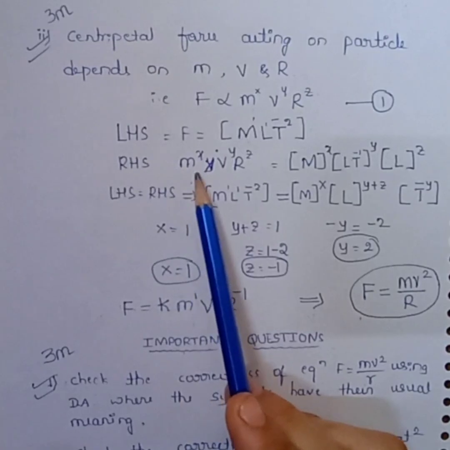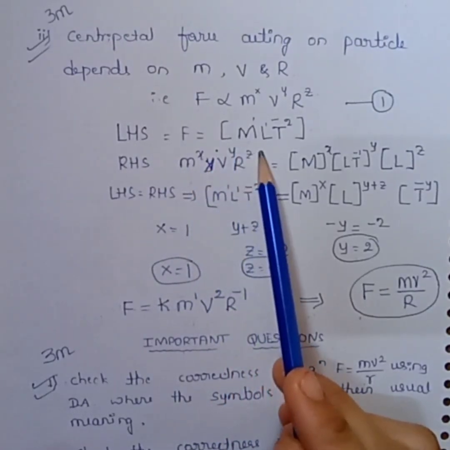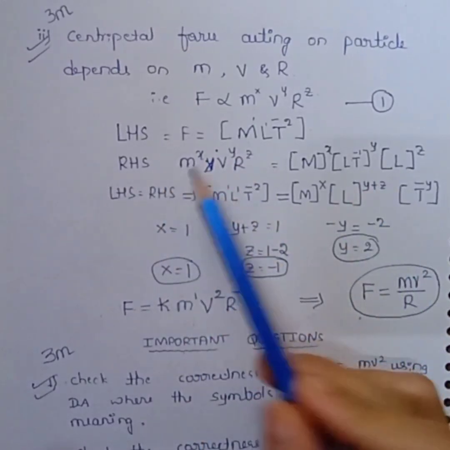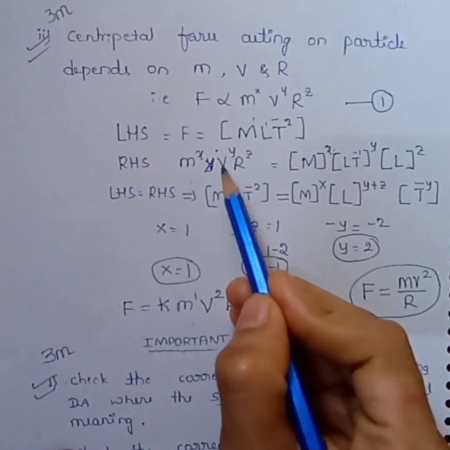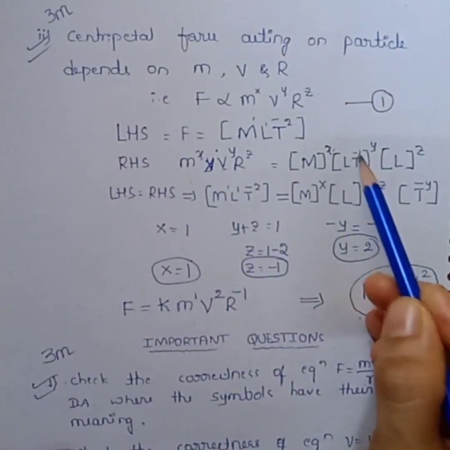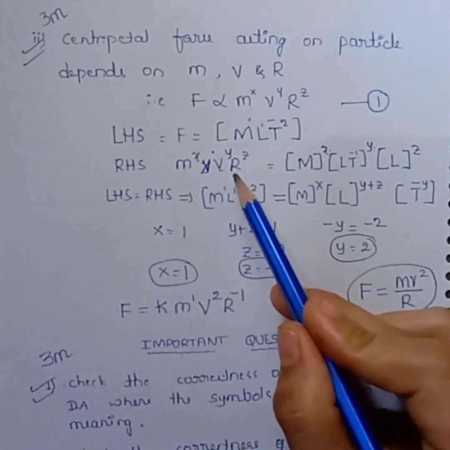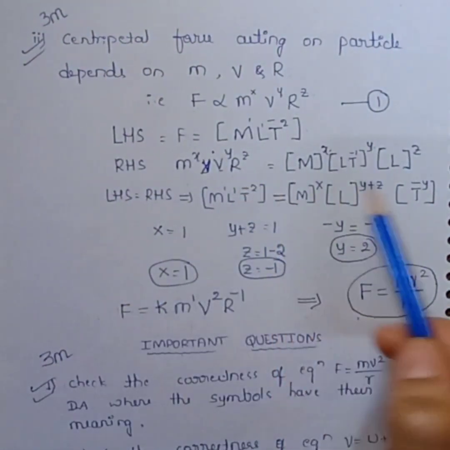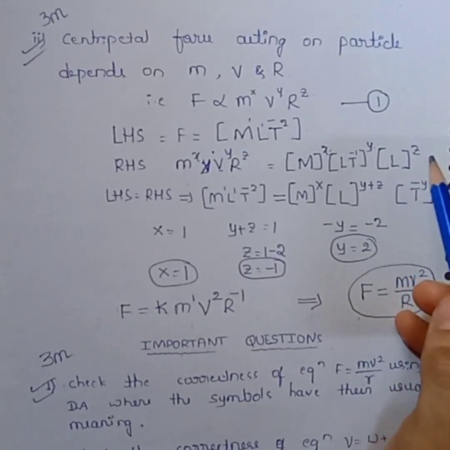On the RHS part, which contains m to the power of x, v to the power of y, and r to the power of z, m can be written as it is, m to the power of x. V means velocity. Velocity can be written as (L T^-1) all to the power of y. R means radius. Radius can be written in terms of dimensional formula, that one is L to the power of z.